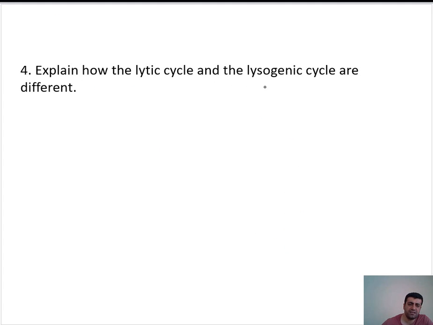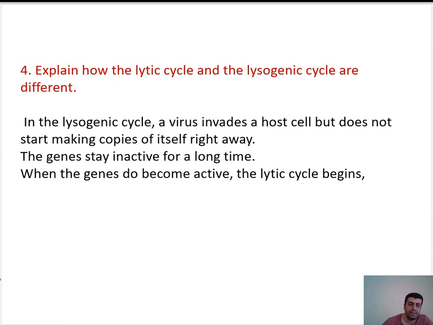Explain how the lytic cycle and lysogenic cycle are different. In the lysogenic cycle, a virus invades a host cell but does not start making copies of itself right away. The genes stay inactive for a long time. When the genes become active, the lytic cycle starts. That means the lysogenic cycle is the inactive part, and the lytic cycle is the active part of the reproduction of a virus.